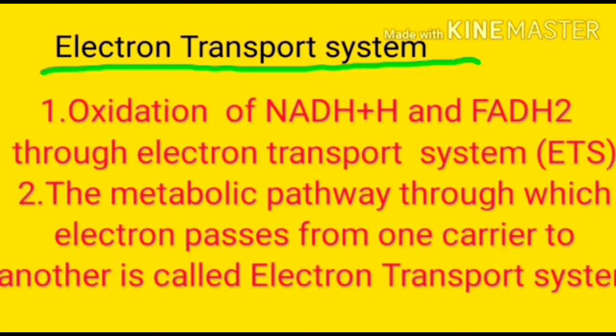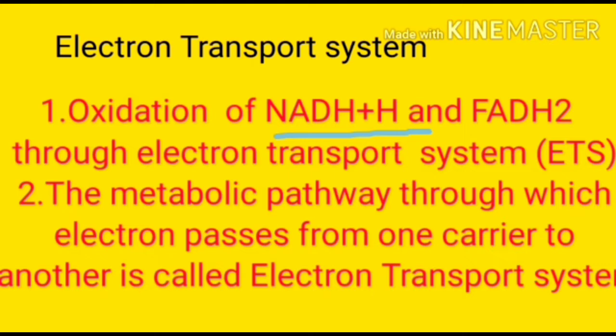Electron transport system takes place in the inner membrane of mitochondria, especially on elementary particles in the cristae. The importance of electron transport system is, point 1, oxidation of NADH plus H plus, or NADH2, and FADH2 through the electron transport system, means they convert into a simple form of energy. The metabolic path through which electrons pass from one carrier to another is called the electron transport system. It is the definition of electron transport system.